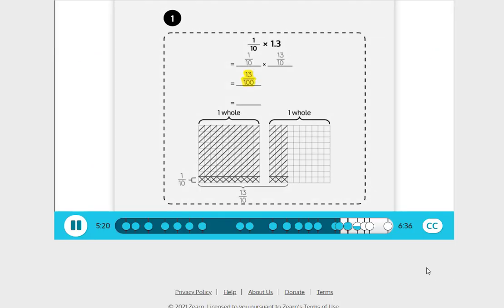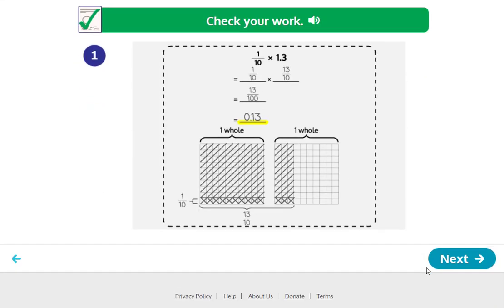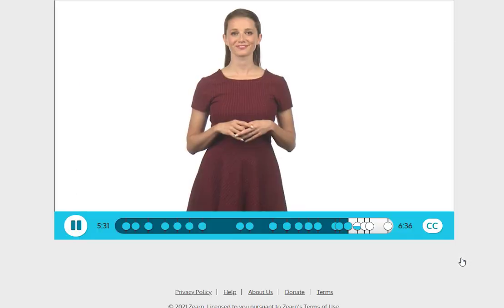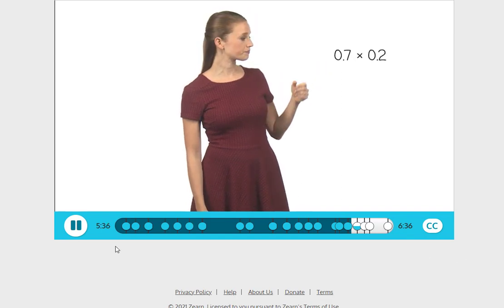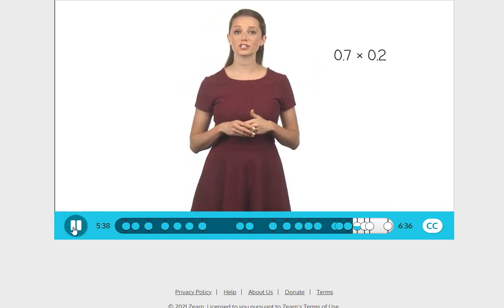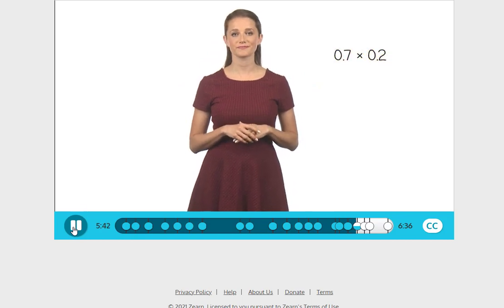We can write 13 hundredths as a decimal like this. 1/10 times 1 3/10 equals 13 hundredths. Check your work. I believe that's what we got. Here's another one. 7/10 times 2/10. Let's solve using fraction multiplication. First, write this expression using fractions.